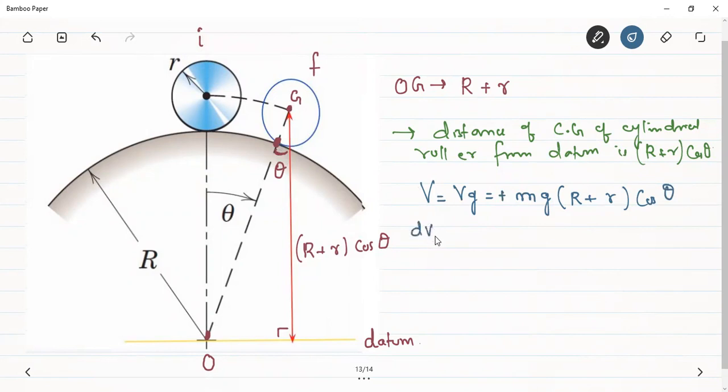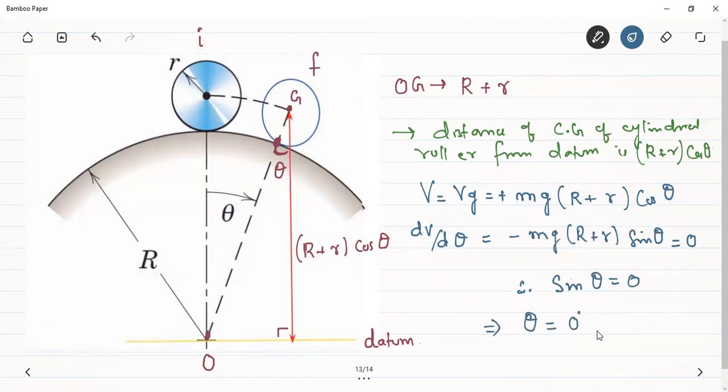So differentiate this with respect to the variable theta. It will be equal to minus mg (R plus r) sine theta. And this has to be zero for equilibrium. Okay, for equilibrium, this has to be zero. So from here, we can see that mg (R plus r) can't be equal to zero. Therefore, what actually is equal to zero is sine theta is equal to zero, which implies that theta will be equal to 0 degree, or it will be equal to 180 degree.